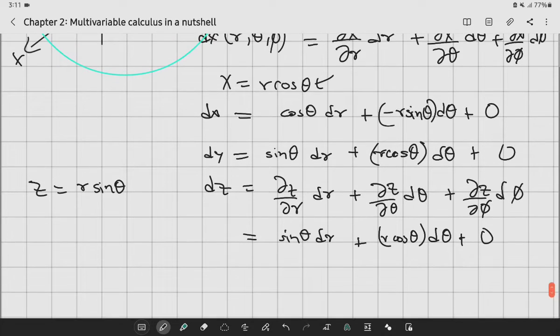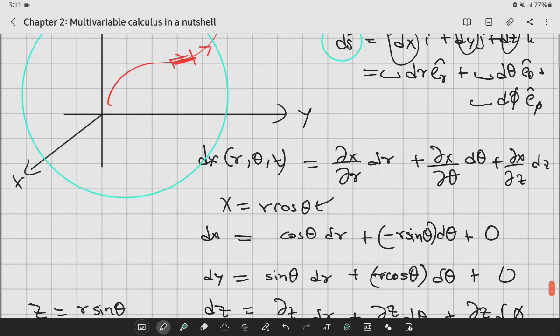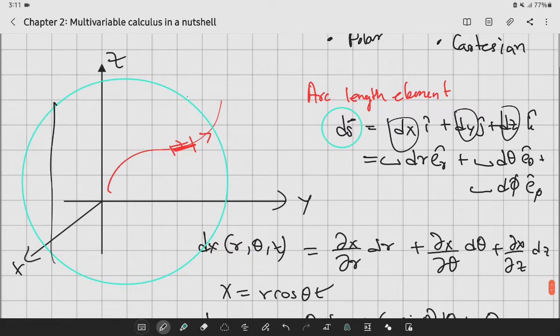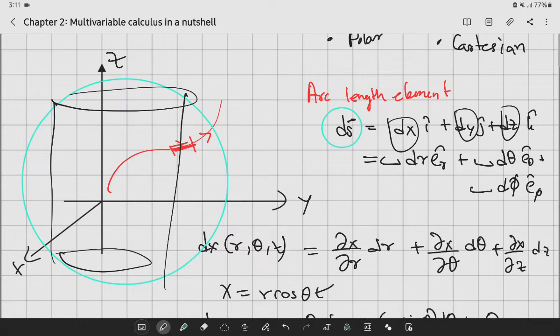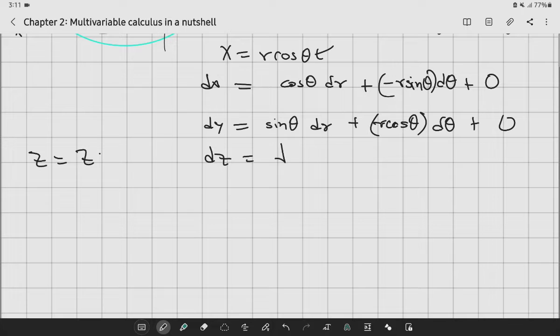Oh, I realized the mistake here. I've started with the spherical coordinate, but this should have been, in fact, the cylindrical coordinate. You see, for our example, I've chosen the cylindrical coordinate, not the spherical one. So there should have been a cylinder right here, not a sphere. Well, anyway, in the cylindrical coordinate, you don't have all of these because z equals z, right? So all of this is not really required. I just have dz equals dz.